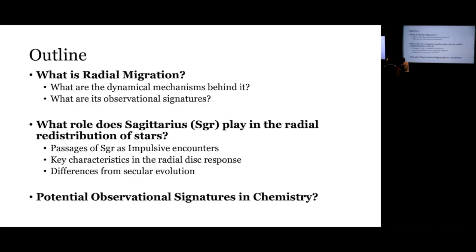Yeah, so throughout this talk, there are really three main points I'd like to cover. What is radial migration, and why do we believe this is a process that's happening in the Milky Way? What role does Sagittarius play in this whole process, and how does it compare to other modes of radial migration? And then lastly, if it is playing a significant role, are there any potential signatures in the present day Milky Way that could be observable in chemistry?